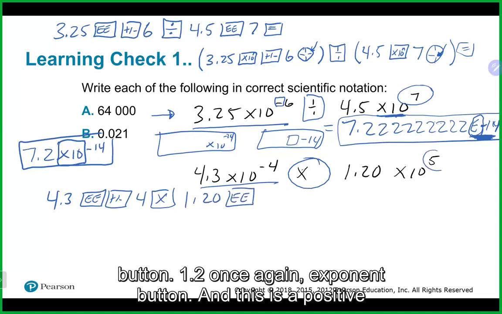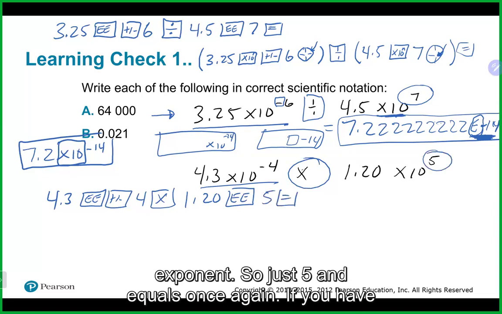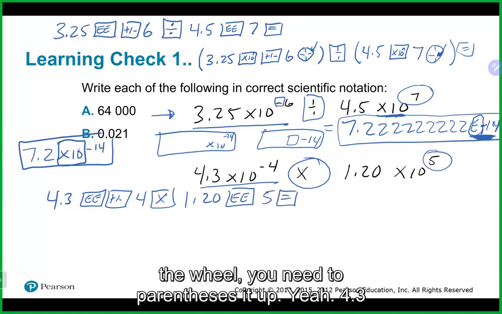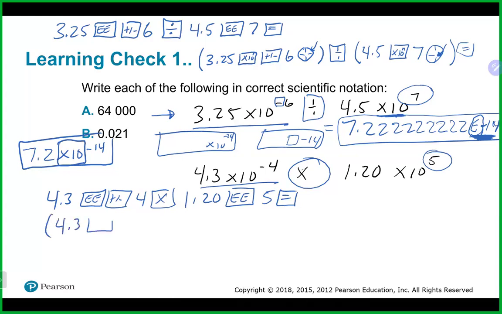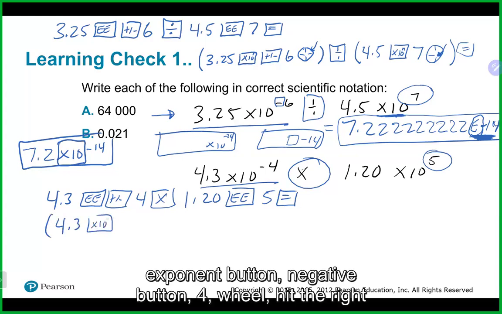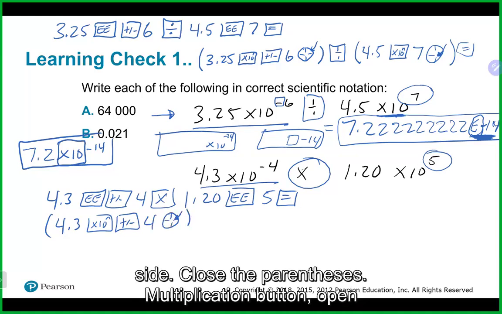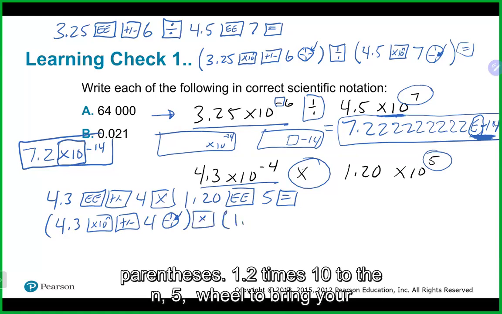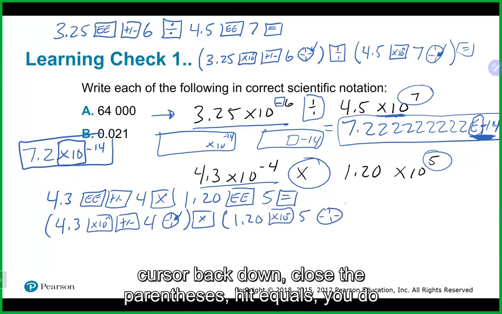And this is a positive exponent, so just 5 and equals. Once again, if you have the will, you need to parenthesis it up. Yeah, 4.3, exponent button, negative button, 4 will hit the right side, close the parentheses, multiplication button, open parentheses, 1.2 times 10 to the 5 will to bring your cursor back down, close the parentheses, hit equals.